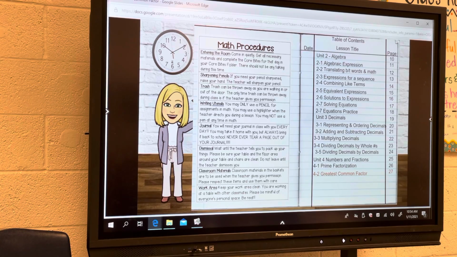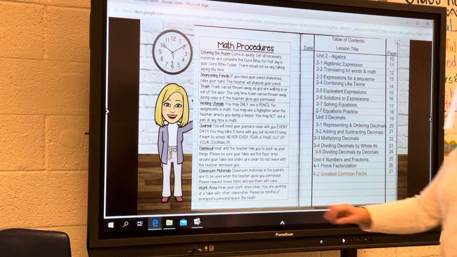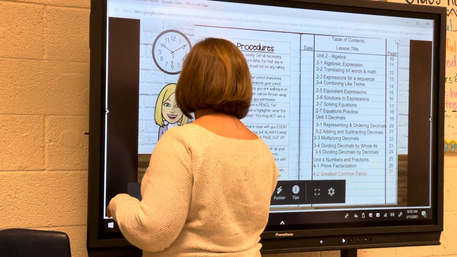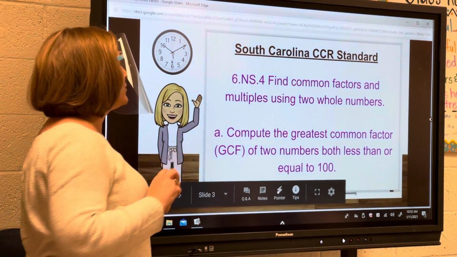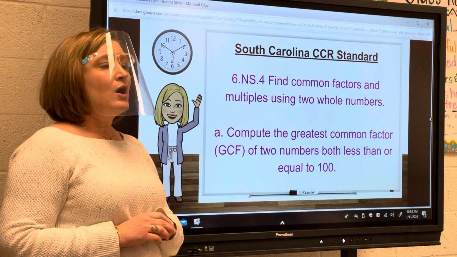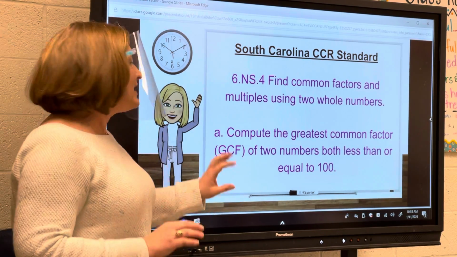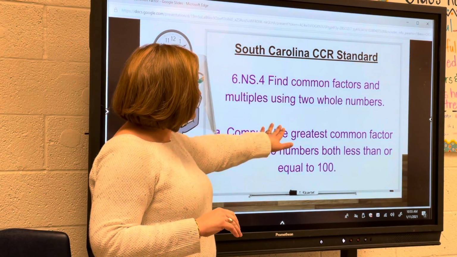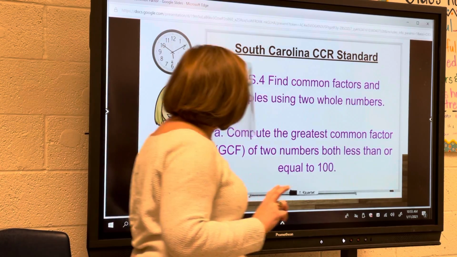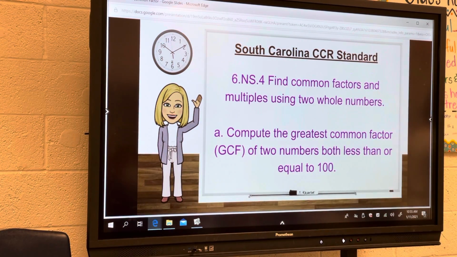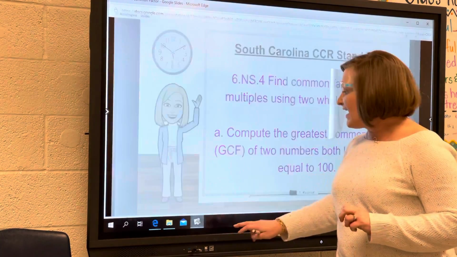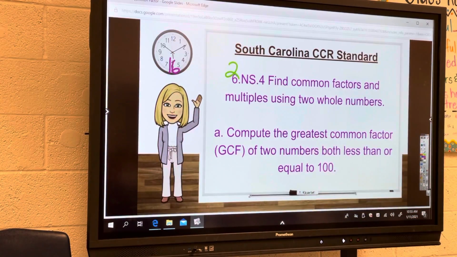Our indicator for today. And the indicator for today is a big indicator, but it has about 4 smaller indicators underneath. So the big indicator says find common factors and multiples using 2 whole numbers. So what we're doing today is the first little one underneath. Compute the greatest common factor of 2 numbers, both less than or equal to 100. So are we going to do 105? No, because it needs to be less than or equal to 100.